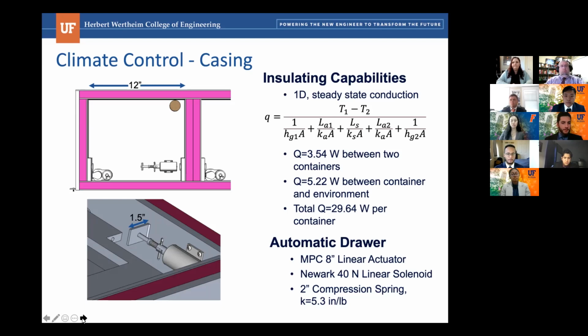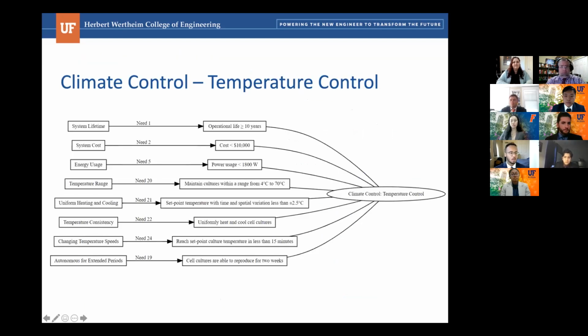To talk about the thermal processes, Matteo is going to go next. Thank you, Austin.